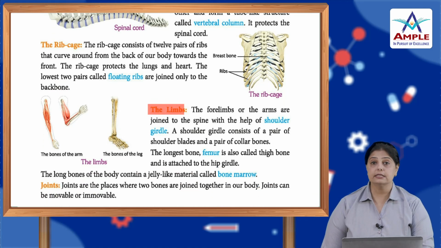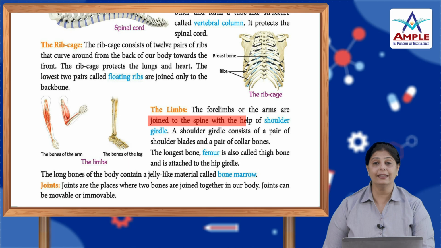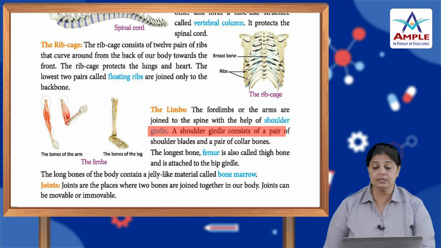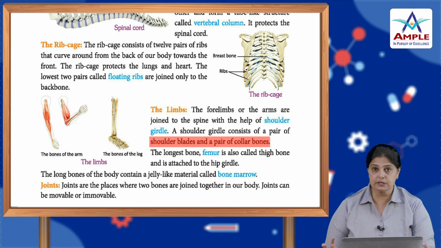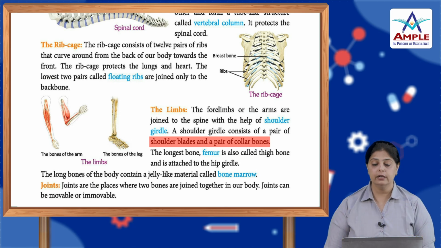Okay, next is the limbs. The forelimbs or the arms are joined to the spine with the help of the shoulder girdle. A shoulder girdle consists of a pair of shoulder blades and a pair of collarbones. So, the limbs: you have the forelimbs or the arms, and these are joined to the spine with the help of a shoulder girdle. A shoulder girdle consists of a pair of shoulder blades and a pair of collarbones.